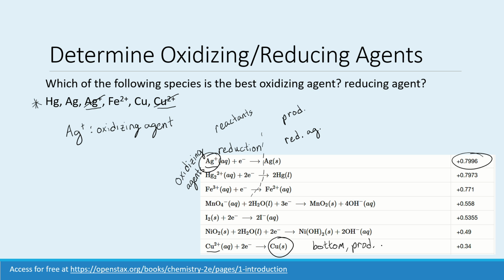So bottom product side will be your best reducing agent. And that would be your solid copper here. So copper is the best reducing agent. And then at the top reactant side will be your best oxidizing agent.